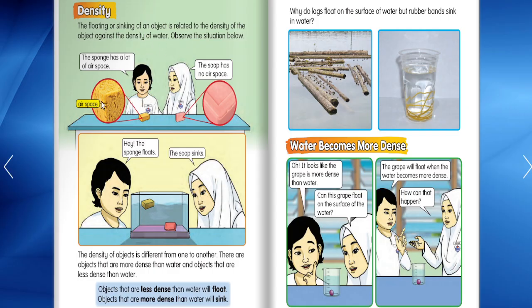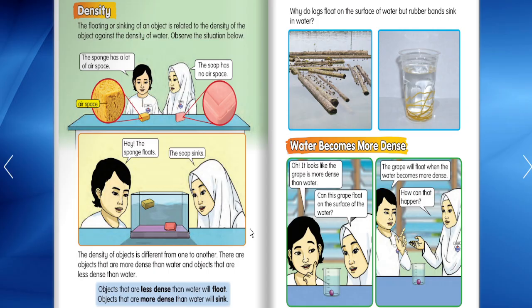Like the sponge has a lot of air space, right? But the soap has no air space. So if you put them into the water, the sponge floats, but the soap sinks. Why? Because the density of objects is different from one another. Objects that are less dense than water will float. Objects that are more dense than water will sink.